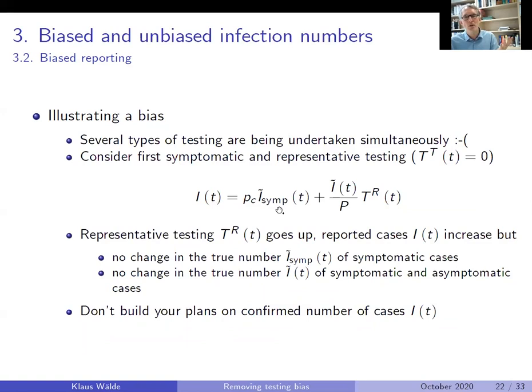You're sick in the morning, you don't get sick during the day, you can get sick overnight again, as a simple illustration. So this is constant. The number of infections, symptomatic and asymptomatic, on this day is constant as well. We vary only this number of tests. So there's no change in the true number of symptomatic cases, and no change in the true number of symptomatic and asymptomatic cases. Nevertheless, the number of reported infections go up. They go up simply because we test more. So sorry to say this, but don't build your private plans on confirmed cases of infections, IT.